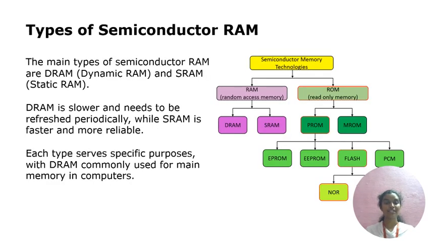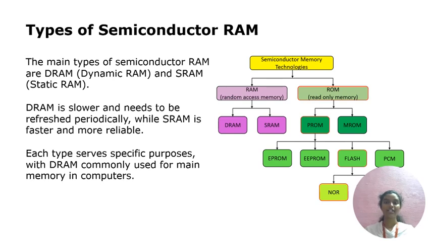The types of semiconductor RAMs. The main types of semiconductor RAM are DRAM, that is the dynamic RAM, and SRAM, that is the static RAM. The DRAM is slower and needs to be refreshed periodically, whereas the SRAM, that is the static RAM, is faster and more reliable compared to the DRAM. Each type serves specific purposes, with DRAM commonly used for the main memory in computers.